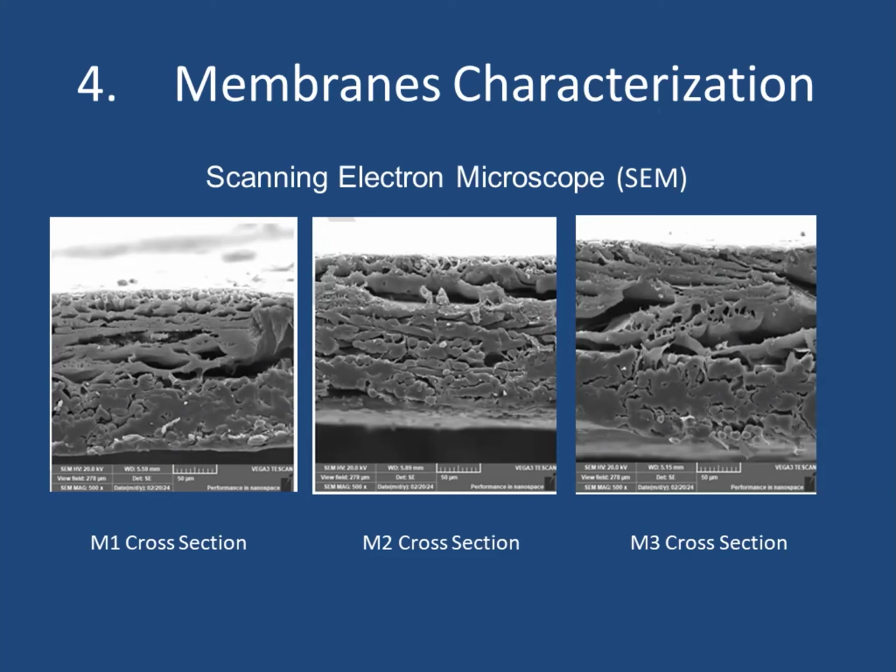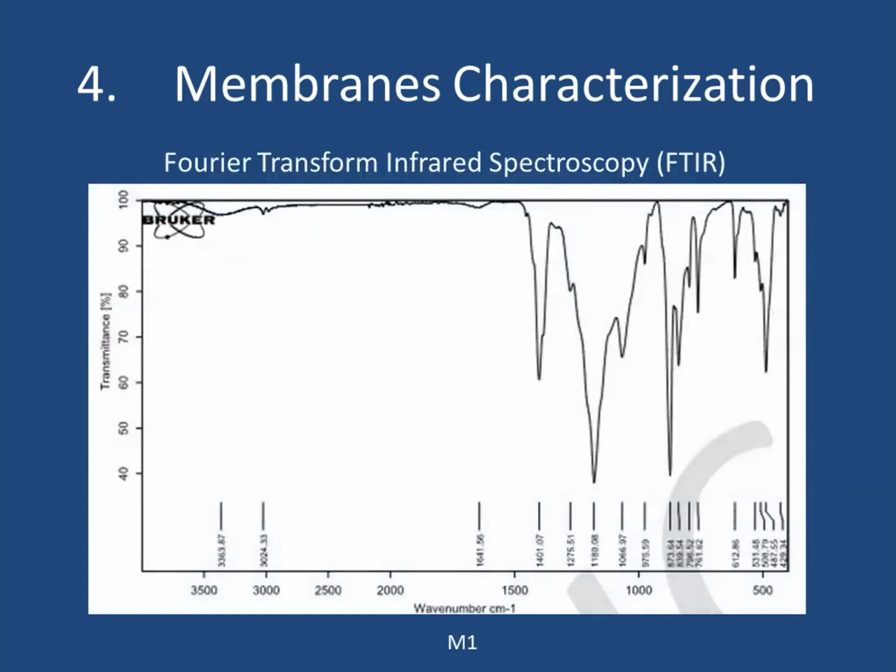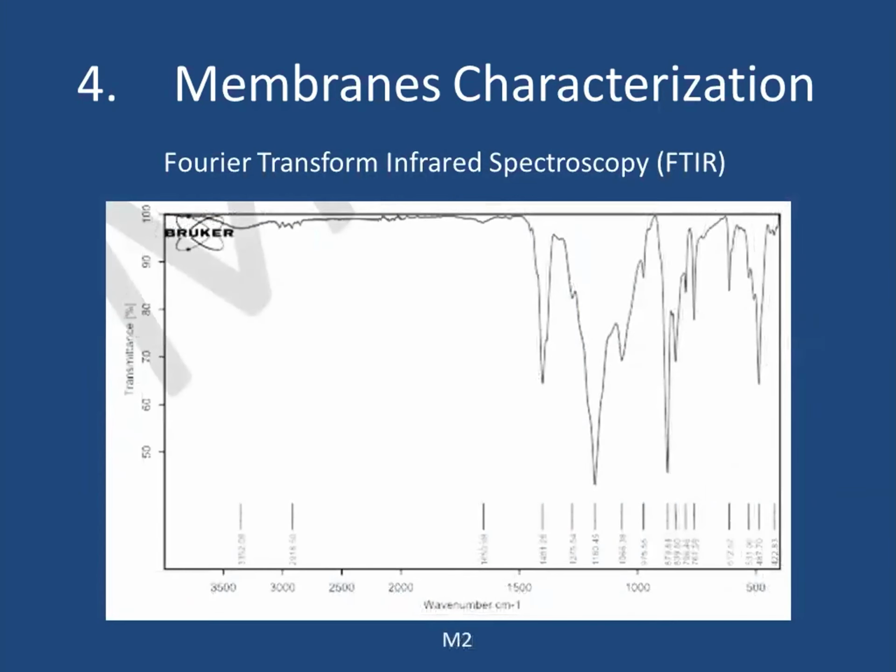And we can see, after that, we have made a membrane characterization also using another technique, which is FTIR. This technique is mainly used to ensure that Chitosan was added. We can see in the figure of M2 and M3 that we have a peak at 3362.